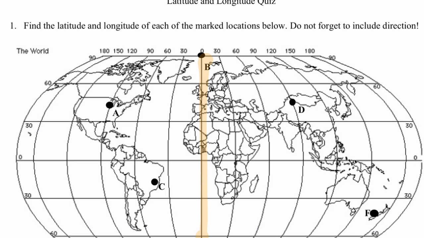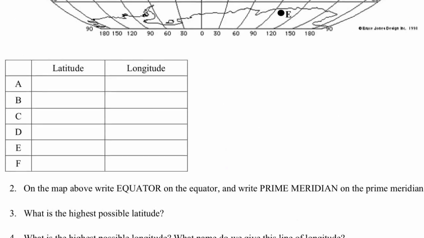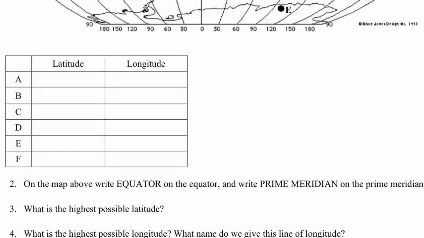Here's our prime meridian. Everything to the right of the prime meridian will be east, everything to the left will be west. You were asked to tell me the latitude and longitude for points A through F. I'll hit those really quickly.